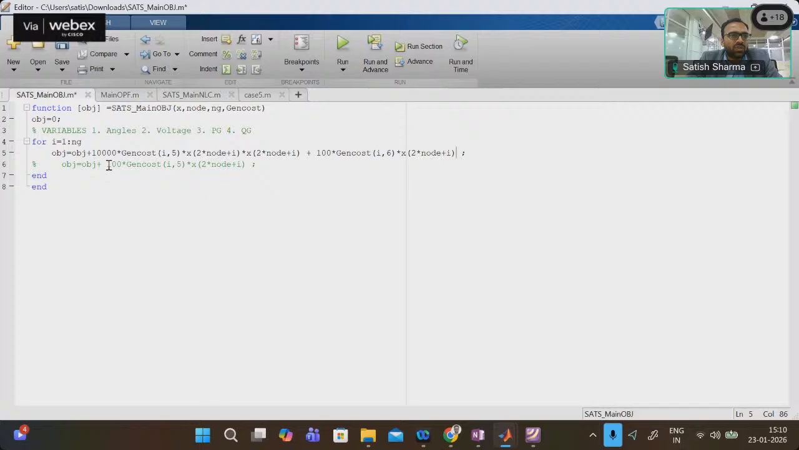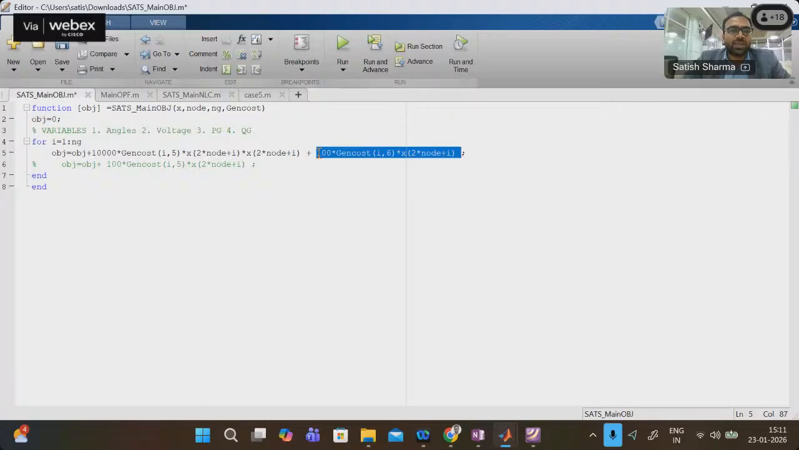And the second part is, if you see, I have commented a line here, line number 6, and that is basically for the case where I have a linear cost function. So this part is basically a linear cost function, right? B into P.